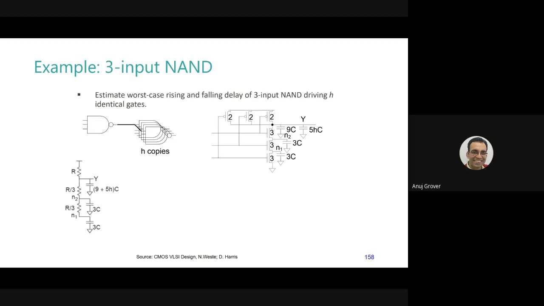So if I make the RC model of this, then what am I saying? That there is this PMOS which has an R resistance, and then there is R by 3 here, R by 3 here. I'm still, as of now, looking at charging. So the lowest NMOS I have turned off. This is my RC model then. So what am I saying? That my rising delay is (9 plus 5H) RC, because the rising delay sees this path. Are you with me?